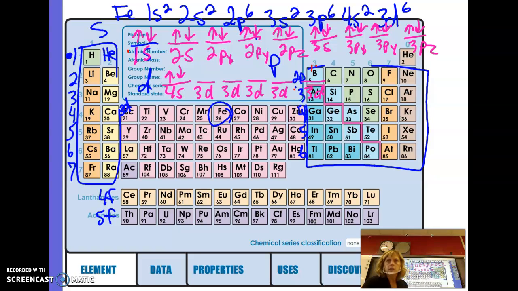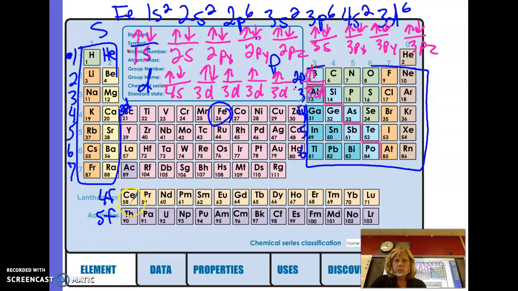So I have 3D6. So I go 1, 2, 3, 4, 5. Now each of those has 1. Now I can go back and put a second one in the first 3D orbital. And so that's how we would write the orbital notation, electron configuration for iron.